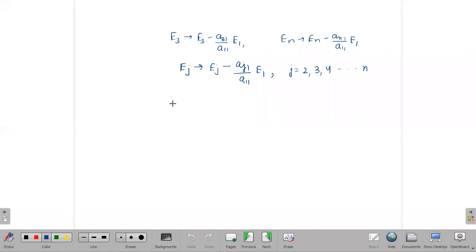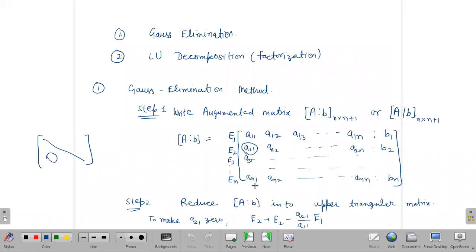So after applying this operation, your matrix will become A11, A12, and before that, sorry, I should write here, before doing the second step, before doing this, you have to check that A11 should not be zero. You should check A11 should not be zero. If A11 is zero, then what will happen? That will give you infinity.